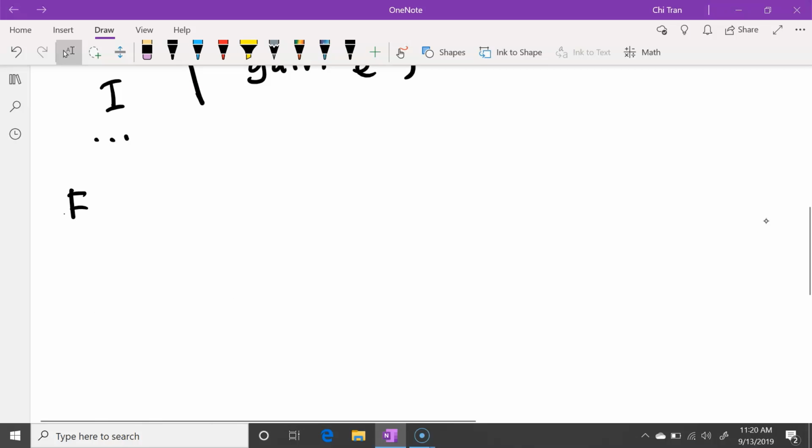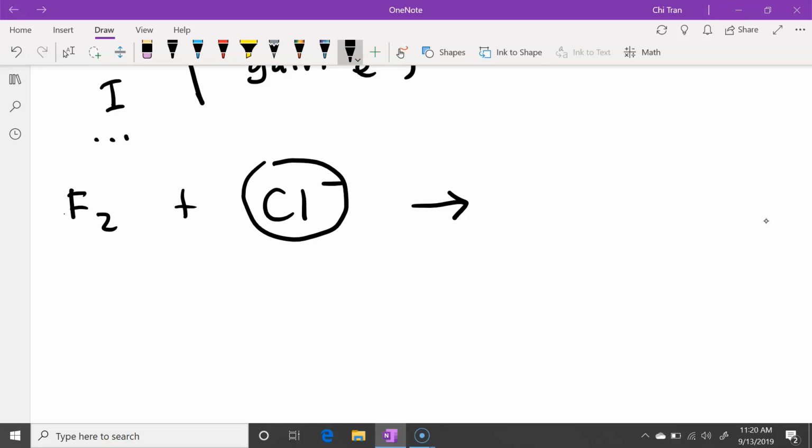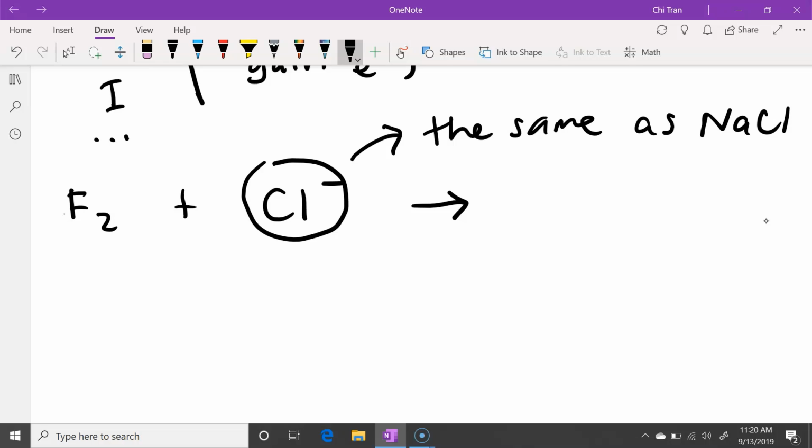Here's an example reaction. If we have F2 plus Cl negative, Cl negative is actually the same as, for example, the molecule NaCl. And this is because Cl in the molecule NaCl still has a charge of Cl negative 1. And so the sodium in this molecule is what we call a spectator ion, where it is there, but it's not involved in the reaction, and we can just simply ignore it and focus on the halogen in the molecule.